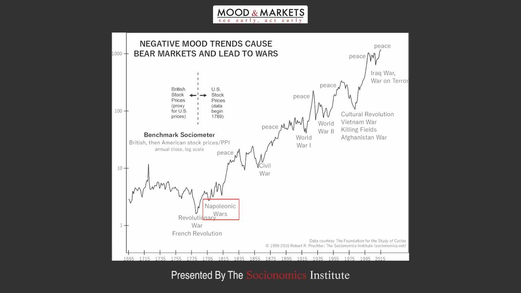The Napoleonic Wars were fought very early in the 19th century, and it was a period of deeply unstable and mixed mood. The American Civil War came on the heels of a large correction in stock prices. So did World Wars I and II. And we see the negative mood trend of 1966 through 1982. It brought the Cultural Revolution in China, an escalation of the Vietnam War, the killing fields of Cambodia, and the Soviet invasion of Afghanistan. Negative mood likewise drove the correction of the early 2000s, and that included the launch of the War on Terror and the hot wars in Iraq and Afghanistan.